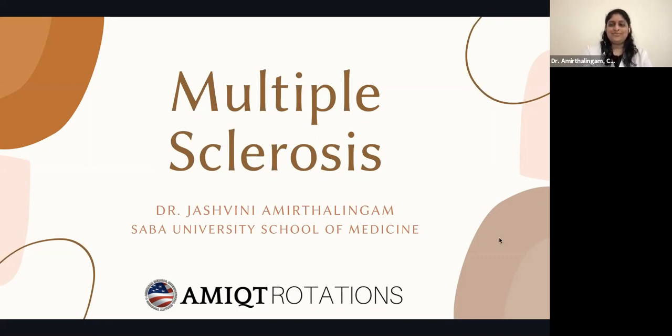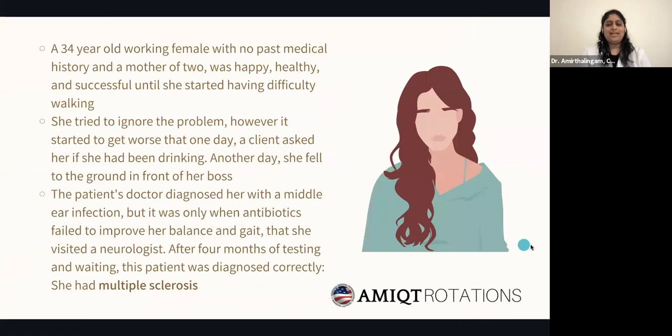A brief clinical vignette. A 34-year-old working female with no past medical history and a mother of two was happy, healthy, and successful until she started having difficulty walking. She tried to ignore the problem, however, it started to get worse that one day a client asked her if she had been drinking. Another day, she fell down to the ground in front of her boss.